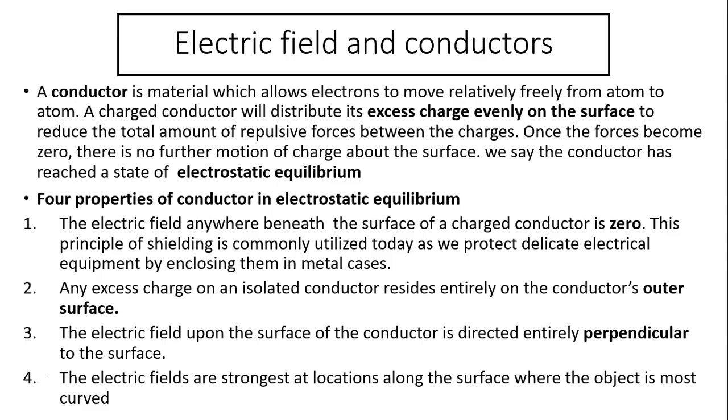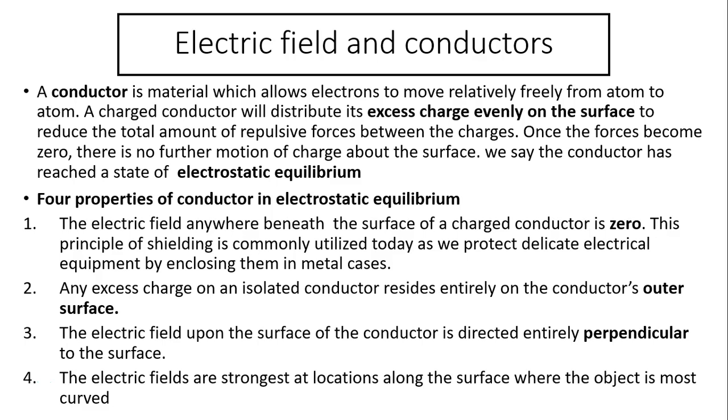So there are 4 properties associated with a conductor in electrostatic equilibrium. The first one is that the electric field anywhere beneath the surface is 0. This is the principle of shielding all electrical equipment. That's why you have a metal case around your iPhone or any cell phone or any other electric device, to prevent it from being damaged by any electric field.